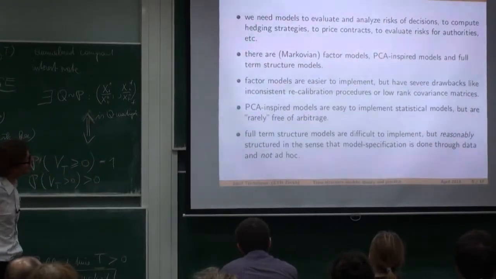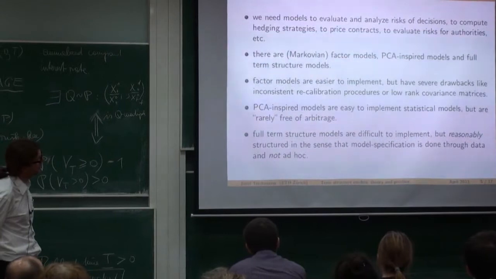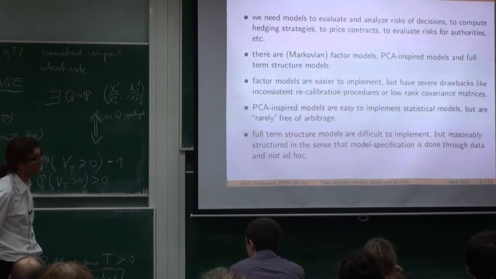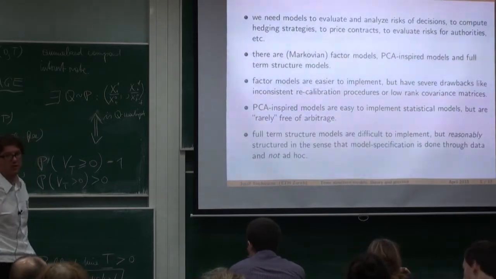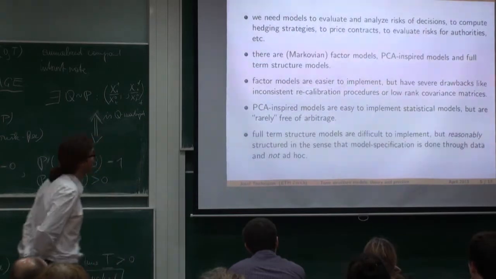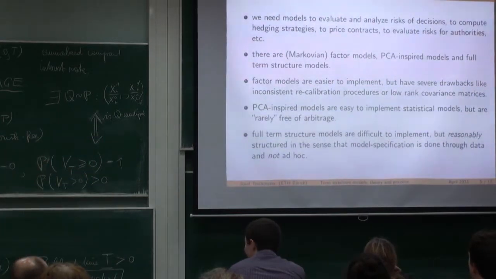The factor models are the first ones. They are easy to implement, but they have some severe drawbacks. One is the recalibration problem, and the second one is a statistical drawback. The covariance matrices those models produce are very low rank. With low rank, I mean 1, for instance. 0 would be too low, because then there's no stochastics anymore, but 1, as low as possible.